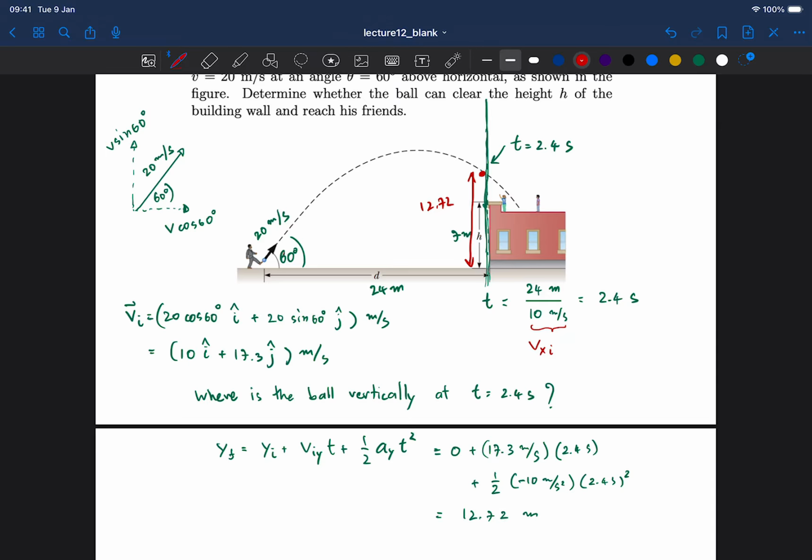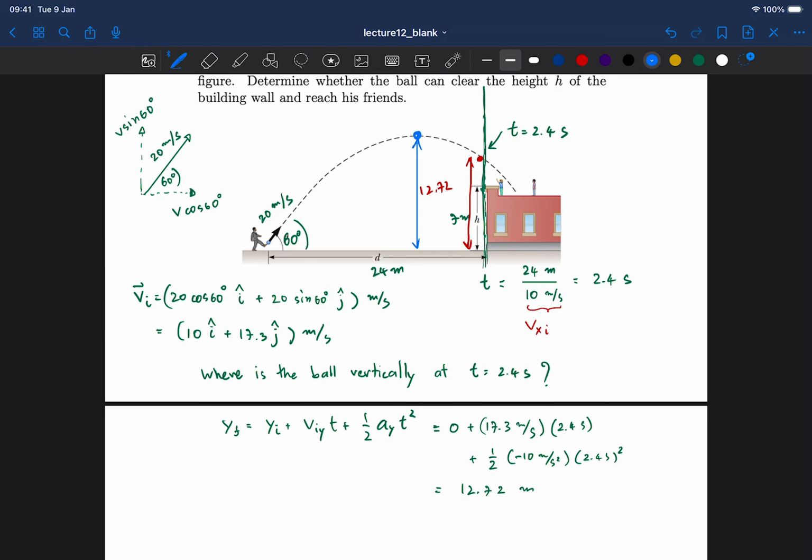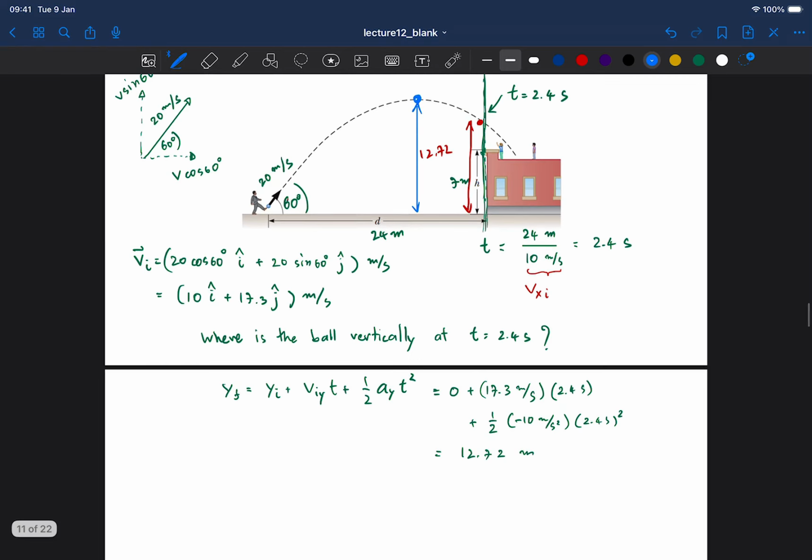Another thing I want to make sure you all know how to calculate is the highest point of the ball in this trajectory. So how do you do that? To calculate the maximum height, you need to know what time that happened. The maximum height is when the velocity is only horizontal. So you just need to find the time where the vertical velocity is 0.